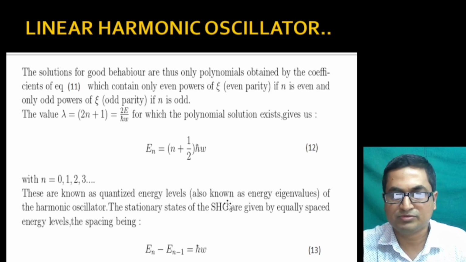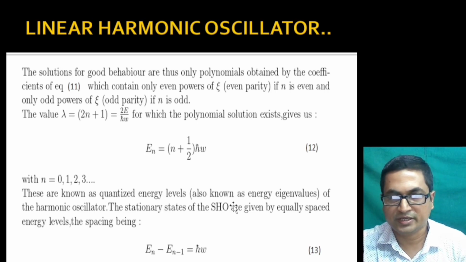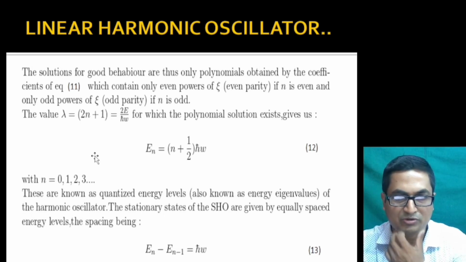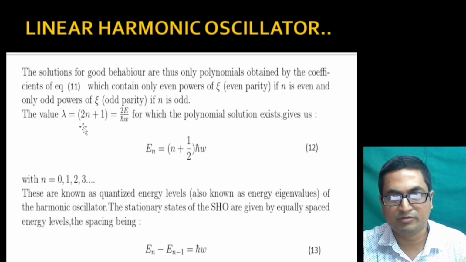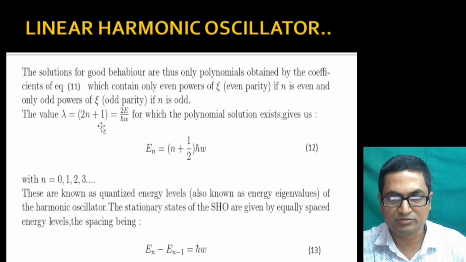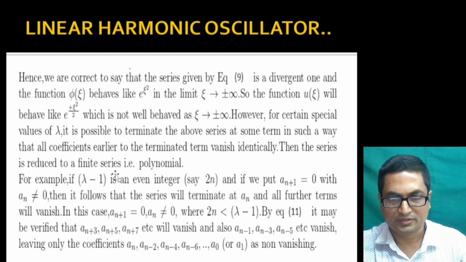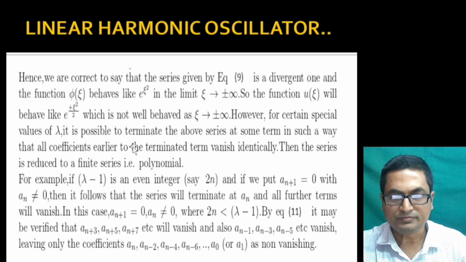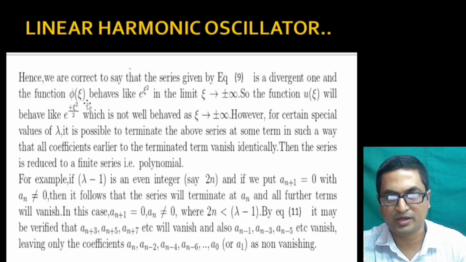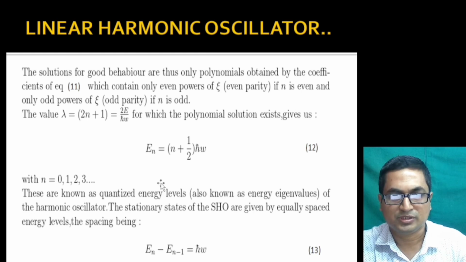So equation 12 gives us the energy levels or the energy eigenvalues for a linear harmonic oscillator, which is coming from the condition lambda equal to twice n plus 1, while restricting the infinite series to a polynomial, just done here. And as we see, this phi, when it behaves like an infinite series, cannot lead to a well-behaved wave function. It leads to an expression like e to the power plus xi squared by 2.